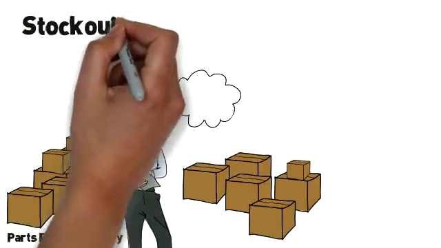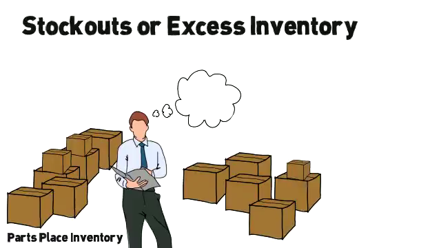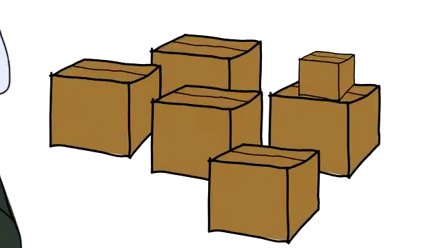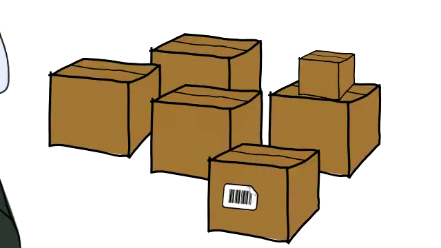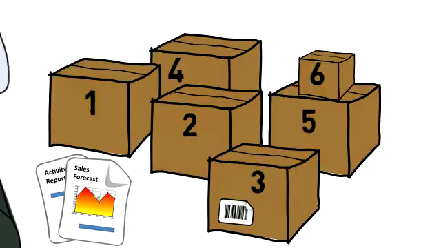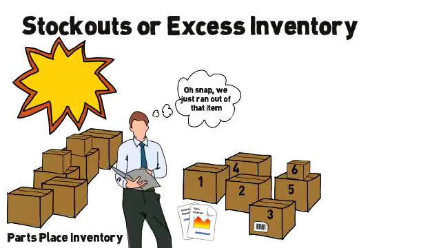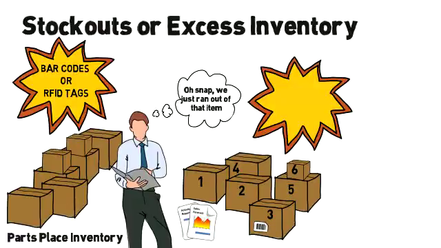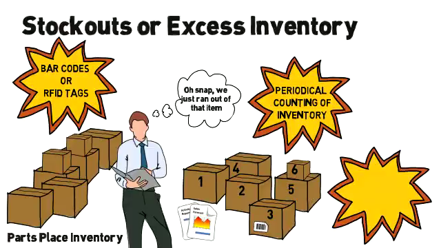Now let's take a look at inventory. The threats here are to have stockouts or excess inventory, which usually happen because we aren't keeping track of the inventory we have. We can track inventory and prevent these threats by using barcodes or RFID tags, or we can periodically count our inventory. We can also use sales forecasts and activity reports to project how much inventory we need to make. So we can use barcodes or RFID tags, periodically count our inventory, and use sales and activity reports.